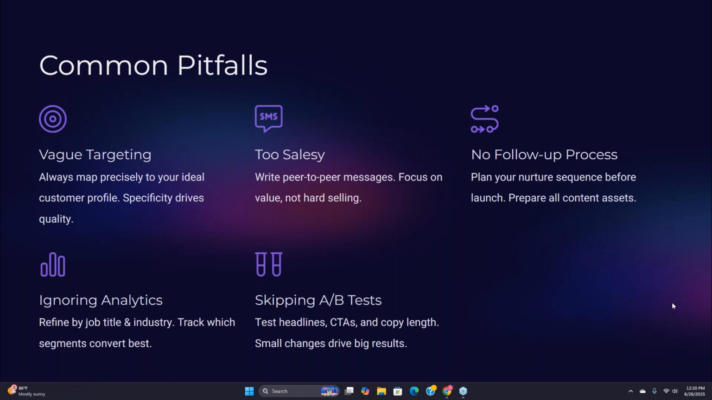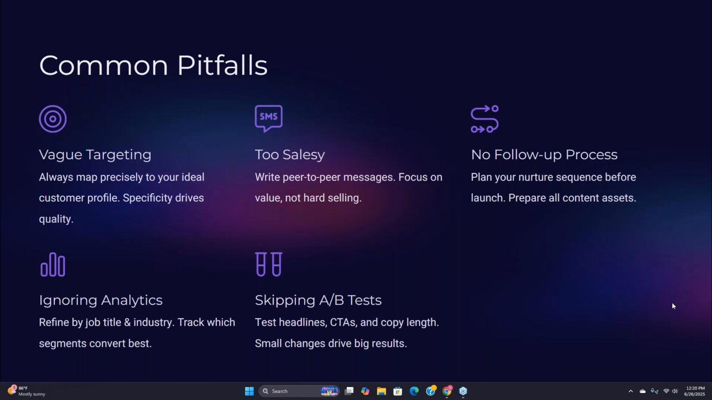And then not having a follow-up process. You've got to plan your nurture sequence before you launch. Prepare all your content assets, have them set up and have them tested. Make sure that your Zapier connection is working. Make sure that your email response is going out and it's triggered. Do all your checks and balances. Make sure you've got an automated follow-up process loaded up and ready to go.